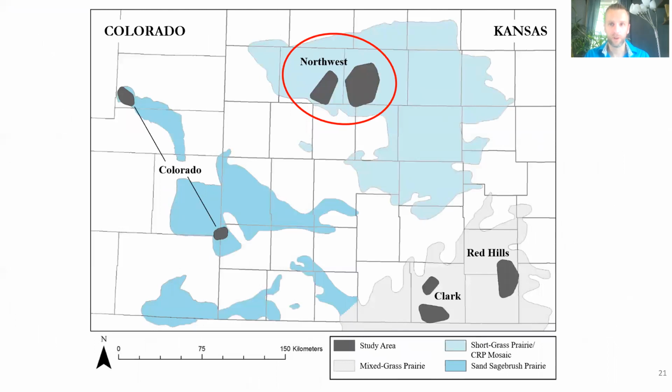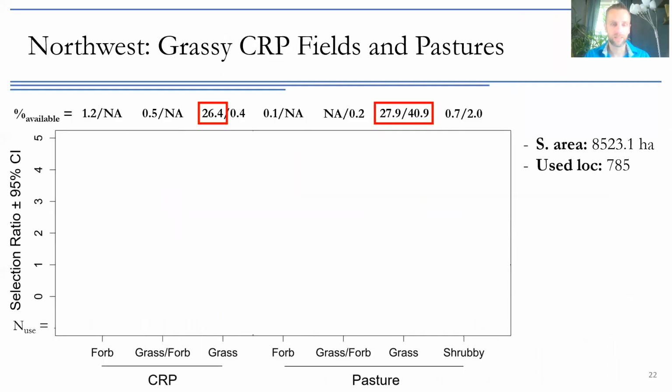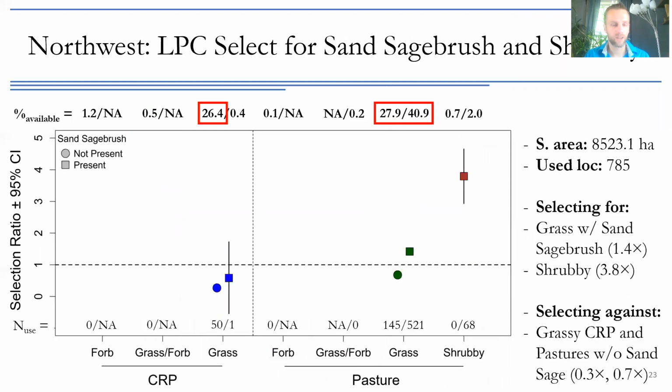When we move on to the northwest, we see that this mostly consisted of grassy CRP fields and grassy pastures. Not a lot of other things going on here. And what they actually select for is sand sagebrush and shrubby areas, instead, on the right. Although shrubs are not even that available on the landscape in large amounts.